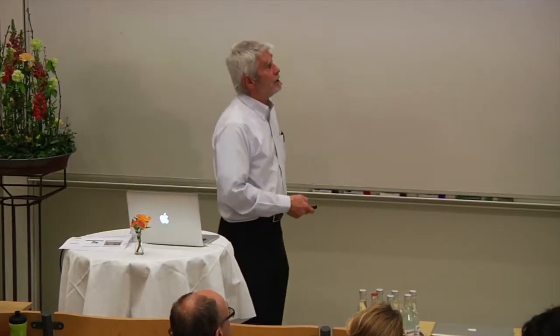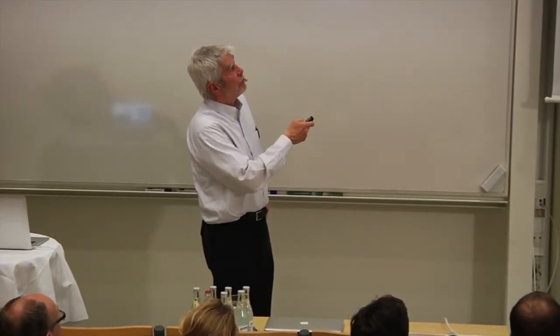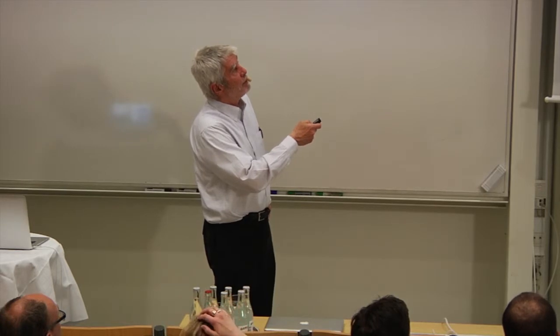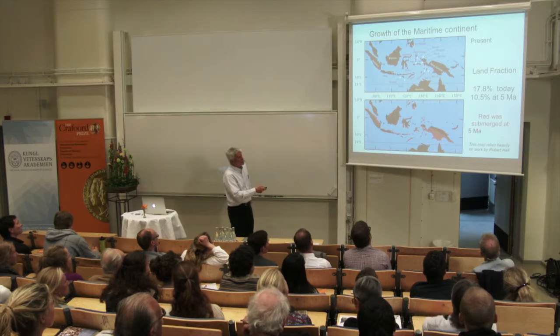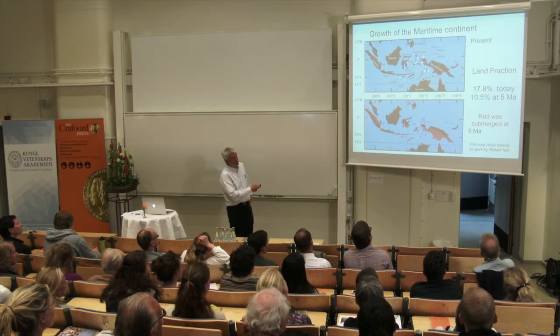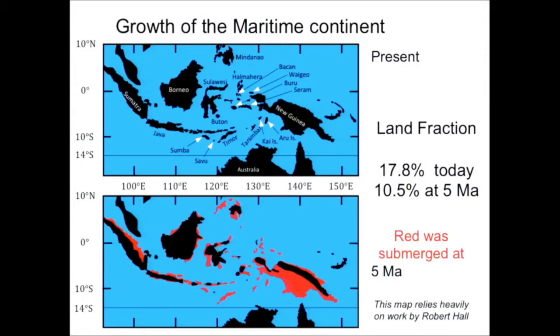Well, what's happened in Indonesia over the past 5 million years? This is a map, Sumatra, Borneo, Java, Sulawesi, Mindanao, New Guinea, Australia. If we look back 5 million years ago, much of this area was submerged. Much of New Guinea was underwater. The red shows areas that were submerged 5 million years ago. Most of Halmahera, that island there, was submerged.